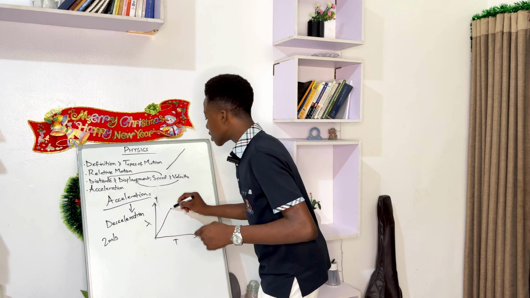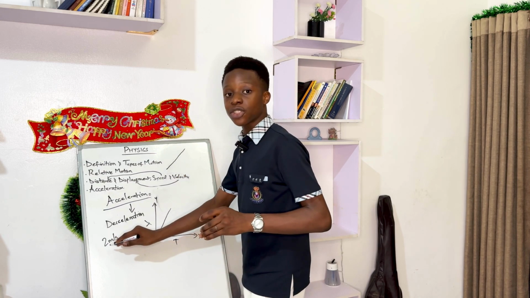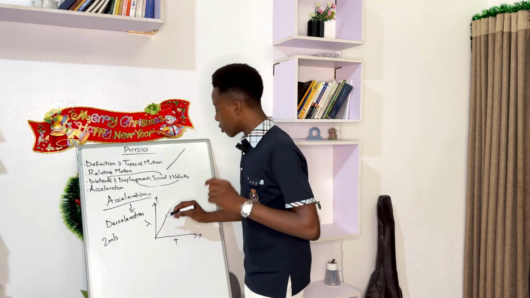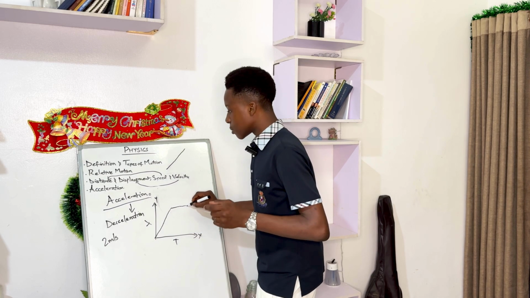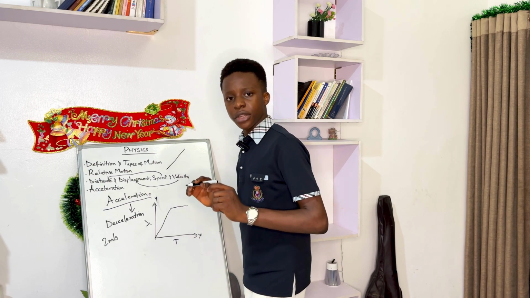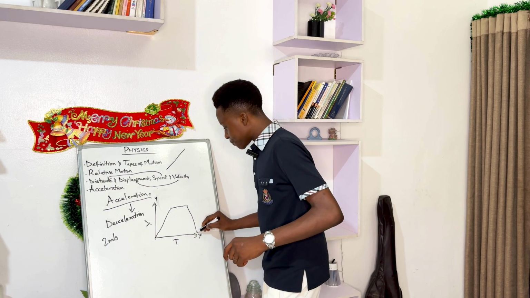And then let's say for some reason the object just keeps moving at a constant velocity. It doesn't keep increasing at 2 meters per second. It just stays constant. It's going to have something like this. And let's just say for some reason the object now decreases its speed. The object is now going to decelerate.